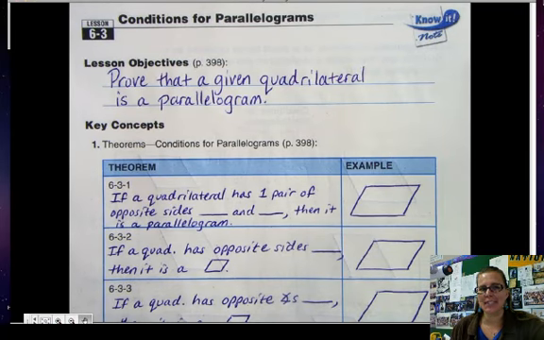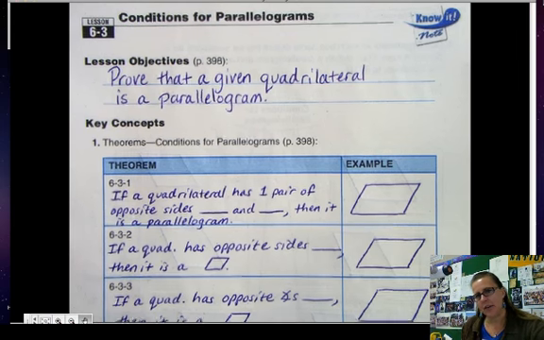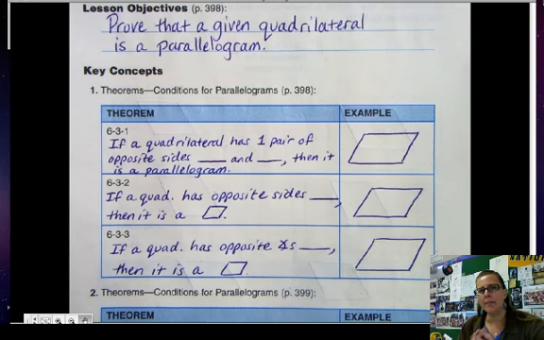All right, we're going to do 6-3 conditions for parallelogram today. We're going to prove that a given quadrilateral is a parallelogram. There are 5 ways to prove. Actually, there are 6 if you count the definition of a parallelogram. We'll get to that in a minute. But there are 5 theorems that show that a quadrilateral is a parallelogram.